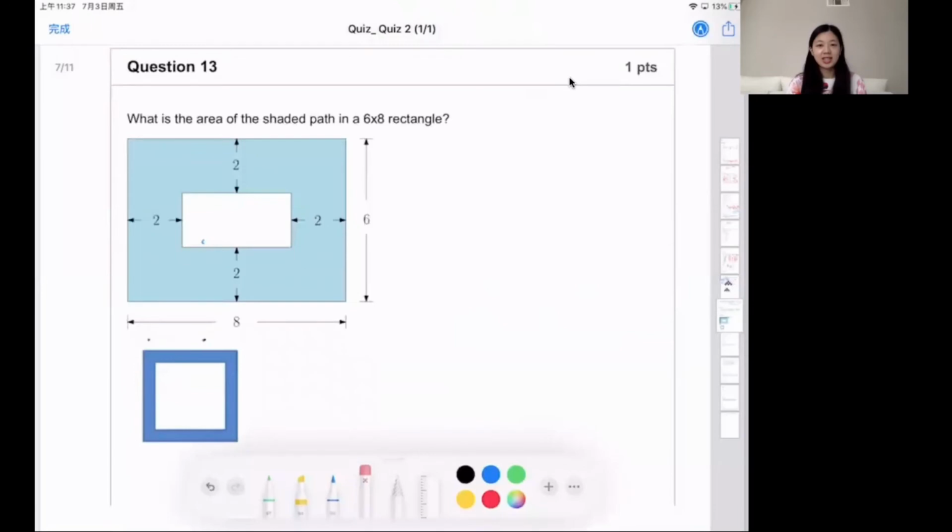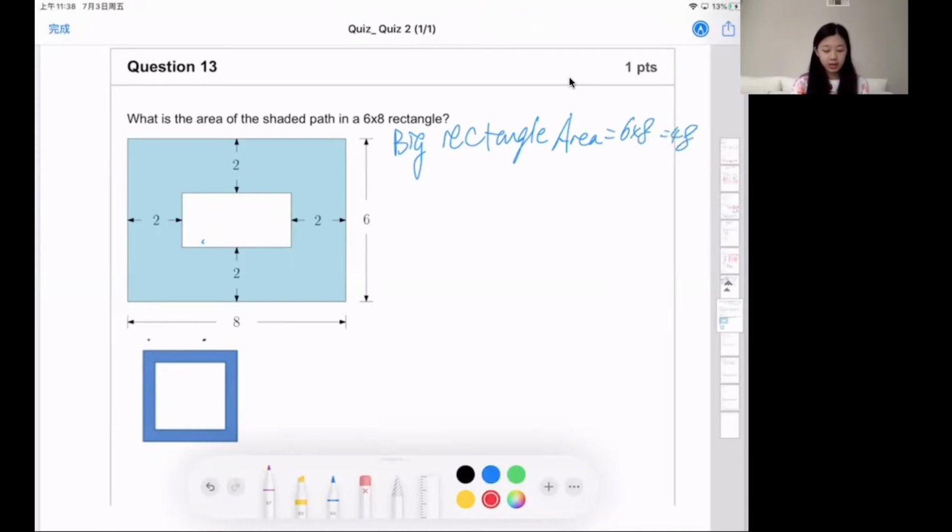Question 13. What is the area of the shaded path in a 6 times 8 rectangle? So let's know the big rectangle area equals 6 times 8. And then let's calculate the shaded area. So the small rectangle, and then we can know the area of the path, right?